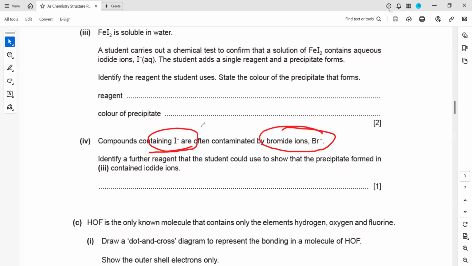Recall that table. For the test for the bromide, iodide, or chloride ion, we add silver nitrate. It will form, if it is a chloride, white precipitate, bromide, cream precipitate, iodide, yellow precipitate. What is the confirmation test? If we add dilute aqueous ammonia, chloride precipitate will dissolve, but bromide and iodide do not dissolve. But if we add concentrated aqueous ammonia, the bromide precipitate will also dissolve, but iodide will not. So add concentrated aqueous ammonia. As a result, the bromide precipitate will dissolve, but not the iodide.